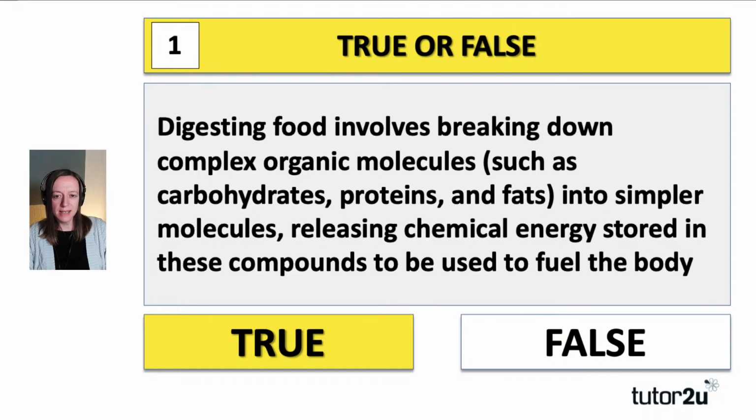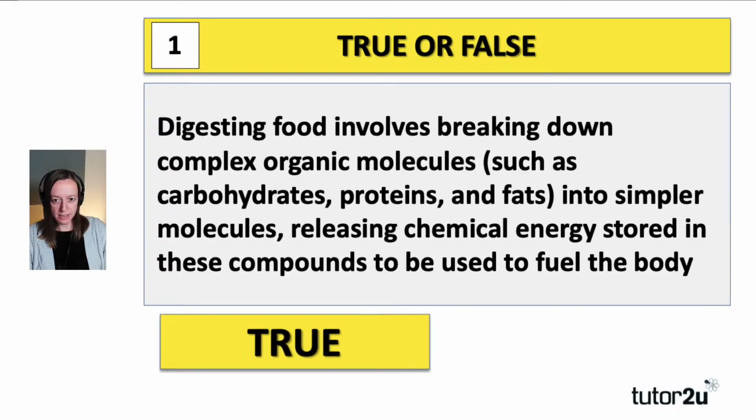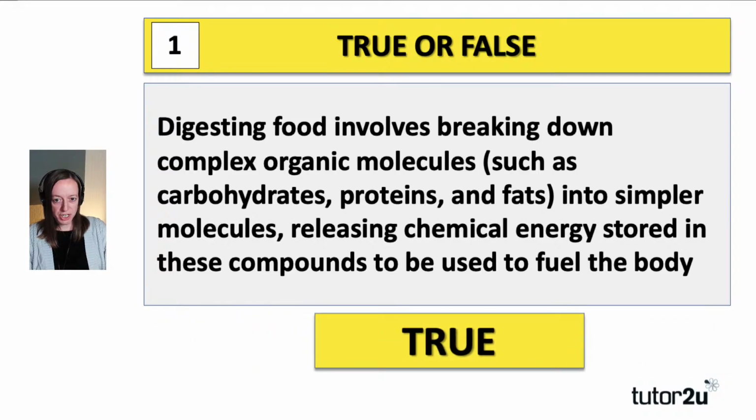So the first statement says, digesting food involves breaking down complex organic molecules such as carbohydrates, proteins and fats into simpler molecules, releasing chemical energy stored in these compounds to be used to fuel the body. Is that statement true or false? Let's see how quick you guys are. Riella's straight on it and saying true. Nima says true. Mary true. Ikra true. Annalise true. Yeah, well done, guys. It is correct. So digesting food breaks down complex molecules into simpler ones that releases energy that fuels our body.